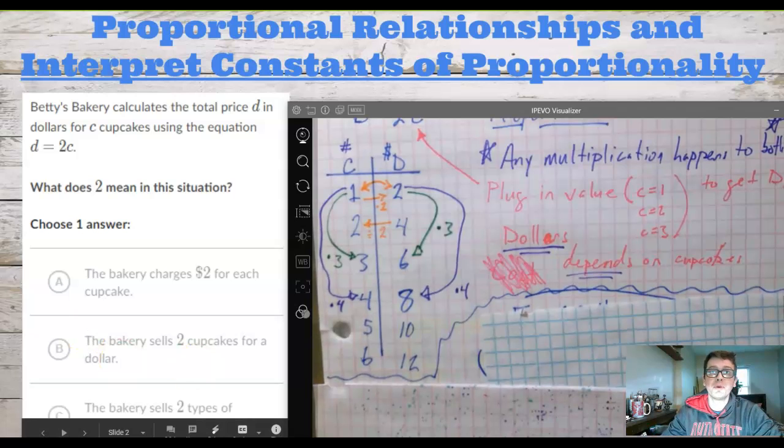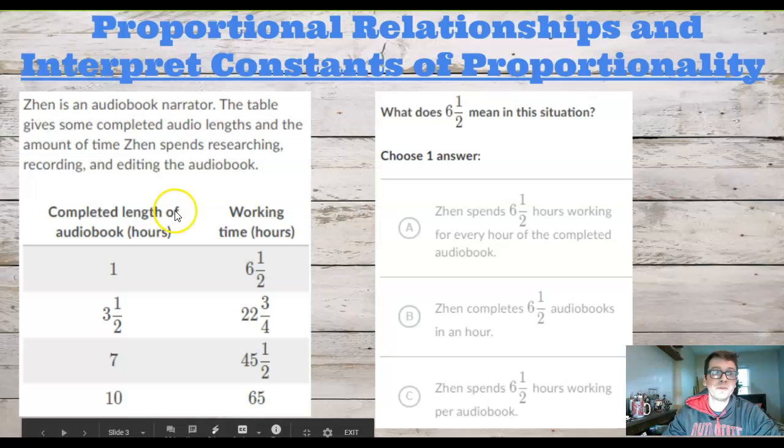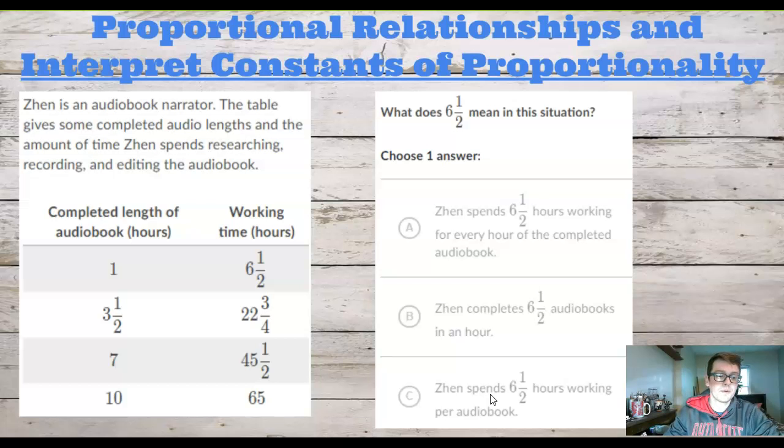So I want you to take a moment to read this problem and look at the multiple choice options. Remember, there's a trap door, but what does this table tell us? What do we think? Take a moment.